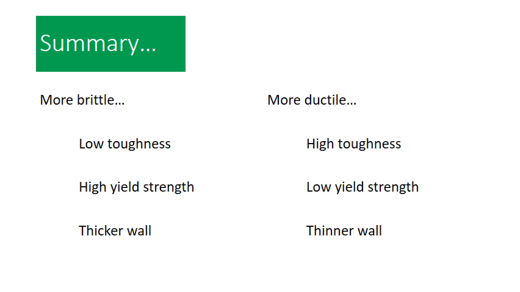In summary, if you're looking at a more brittle failure, that's going to be characterized by a low toughness material, a higher yield strength material, and a thicker wall. And if you have a more ductile type failure, that's going to be represented by high toughness, low yield strength, and a thinner wall. So that's kind of it in a nutshell.